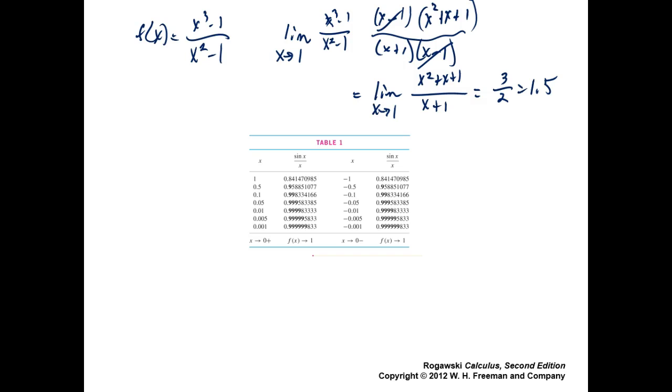If you had plugged in all those numbers in the table in the book, you would see it's getting closer and closer to 1.5. I find this a lot easier than doing that. But they really wanted you to plug in the numbers and do the calculations. Wear out your finger on your calculator, but you would see it's getting closer and closer to 1.5, both from the left and from the right.